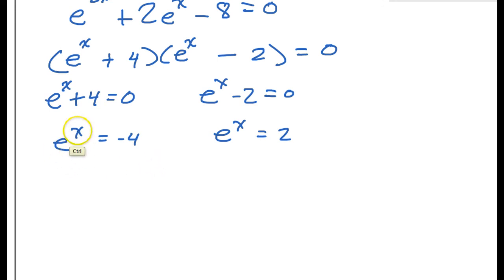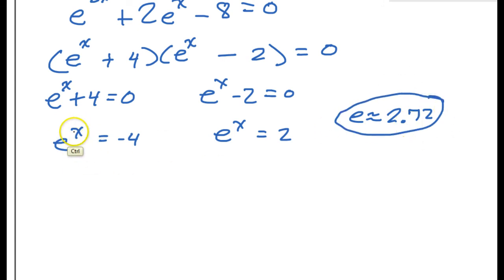There's no power that you can raise e to get a negative number. Even if you didn't know what e was, which is approximately 2.72. E is just a constant. Even if you didn't know that, you cannot raise 2.72, any positive number, to a power and then end up with a negative number out of it.